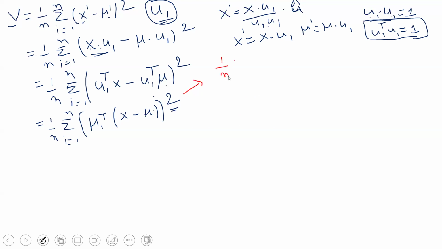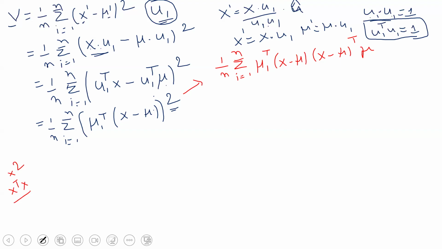1 by n sigma i equals 1 to n, u1 transpose (xi minus mu) into (xi minus mu) whole transpose into u1. So u1 transpose whole square is nothing but u1 transpose into u1, right? That is matrix multiplication. (xi minus mu) whole square is nothing but (xi minus mu) whole transpose into (xi minus mu). What can be written as x square in matrix notation is nothing but x transpose into x. That is what I have done here.